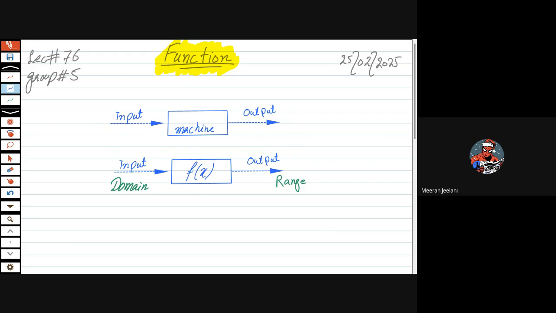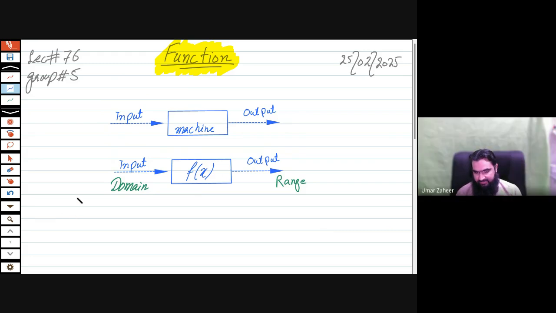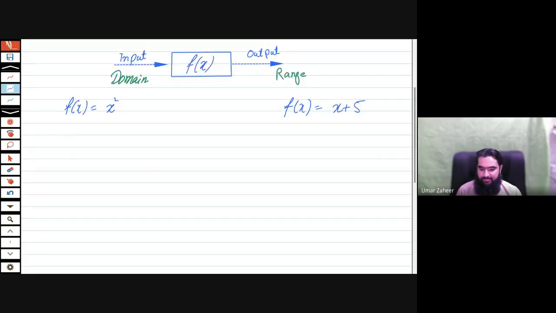For example, I'm going to take two functions here. Let's say we have our first function f of x is equal to x square, and I'm going to take another function f of x is equal to x plus 5. I'm going to give the input as x is equal to 1. So what you will get, f of 1 is equal to 1 square, that will be 1. If I substitute x is equal to 2, you will get 2 square, so the output will be 4.